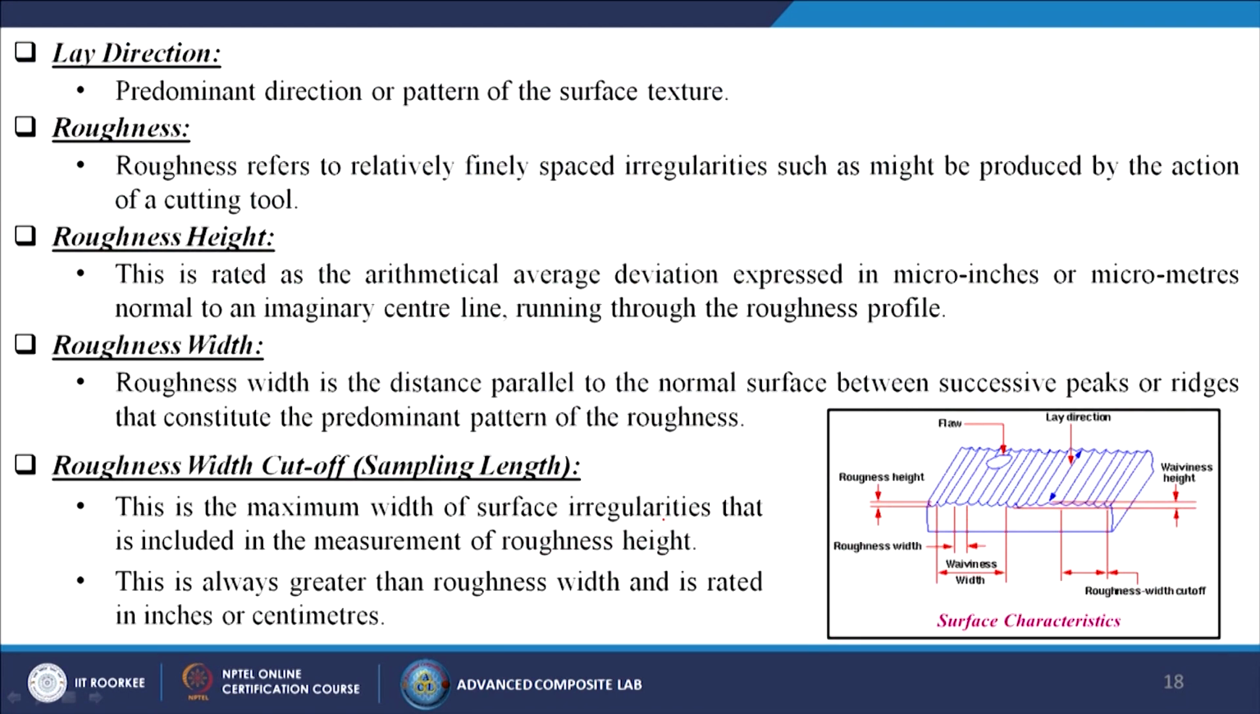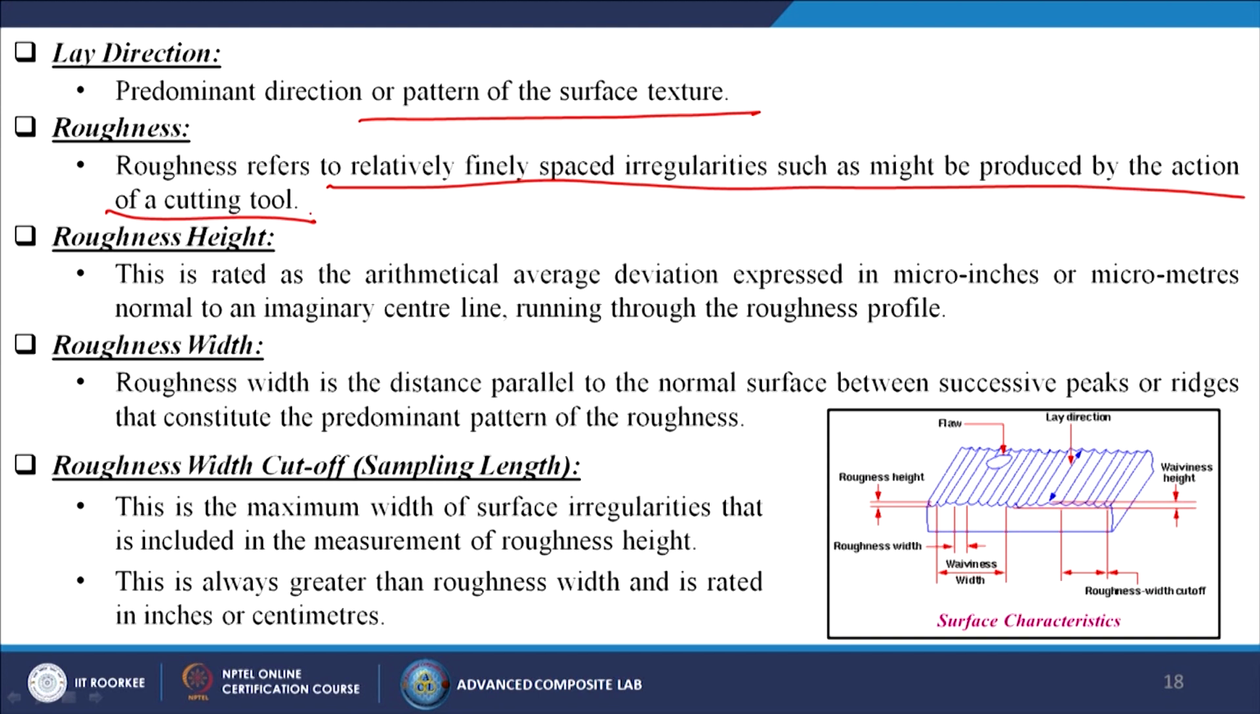Lay direction, predominant directions or pattern of the surface texture. What is roughness? Roughness refers to relatively finely spaced irregularities such as might be produced by the action of a cutting tool. Roughness height is rated as the arithmetical average deviation expressed in micro inches or maybe micrometers normal to an imaginary center line running through the roughness profile.